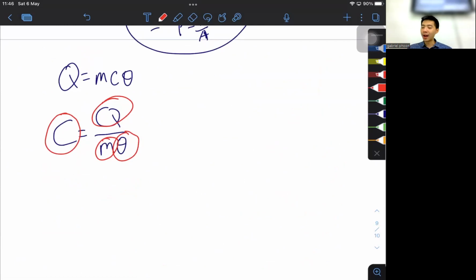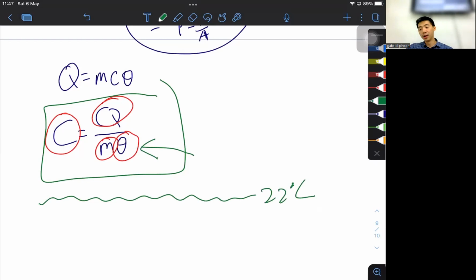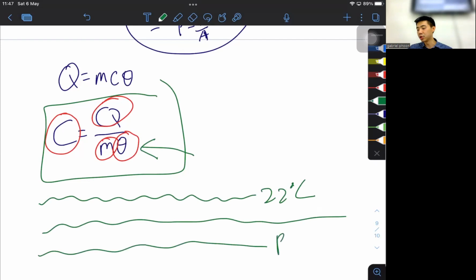One more thing I want to highlight, guys. When you're doing the Q equals to MC delta T data, be very careful with this part here, the change in temperature. A lot of times the question will say something, and the thing starts off at 22 degrees Celsius. Then after that, what happens after it reaches the boiling point?